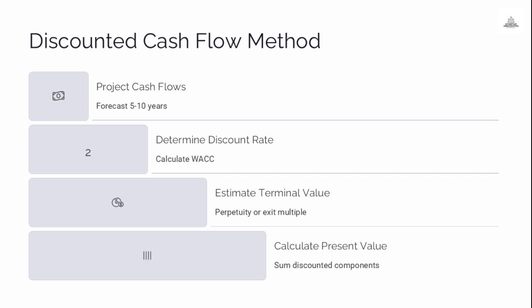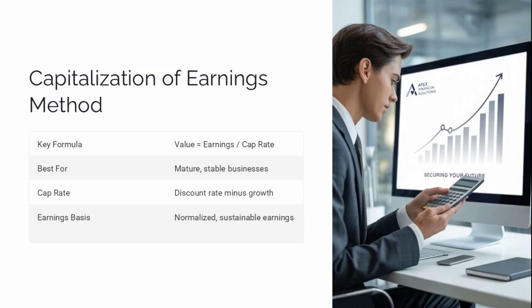estimating terminal value through perpetuity or exit multiple, and calculating present value by summing discounted components. The capitalization of earnings method uses the formula value equals earnings divided by cap rate, making it ideal for mature, stable businesses. The cap rate reflects discount rate minus growth, and the earnings basis is normalized, sustainable earnings, providing a stable valuation framework.